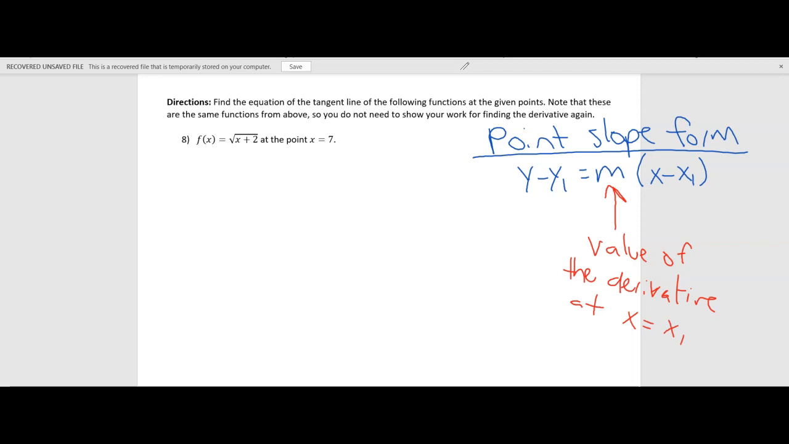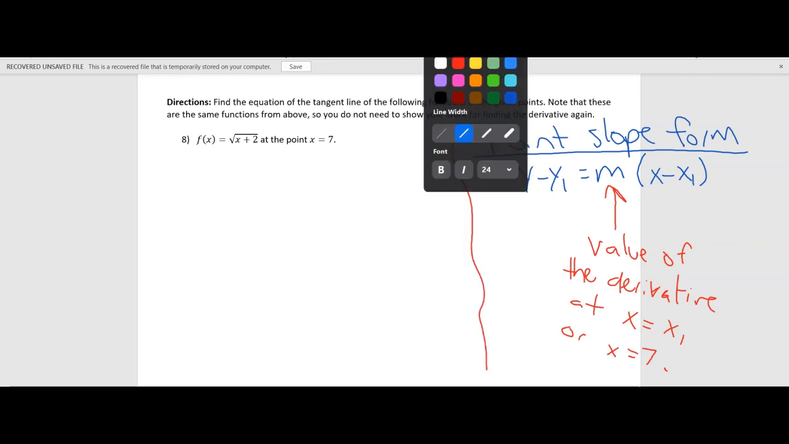So in this case, x equals 7, right? Because they tell us what that x value is. So that takes care of our m. If we can find the value of the derivative at x equals 7, we found m. And then x1 and y1, well, we're given x1, that's 7. If we want to find the corresponding y value, well, we should just be able to substitute right back into the function to find y1.